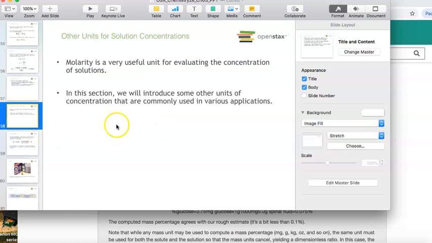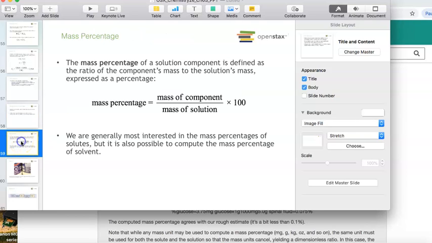So molarity is very useful for evaluating the concentration of solutions. In this section, we'll look at other units of concentration that are commonly used in various applications. So the first one is mass percentage. The mass percentage of a solution component is defined as a ratio of the component's mass to the solution's mass, expressed as a percentage.